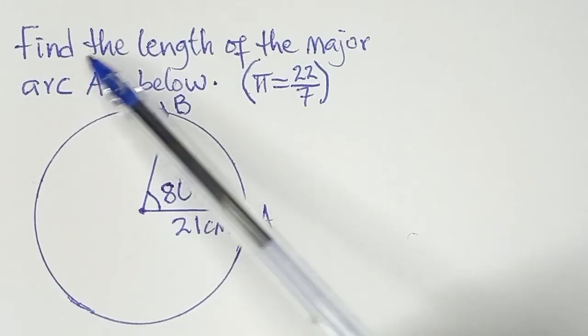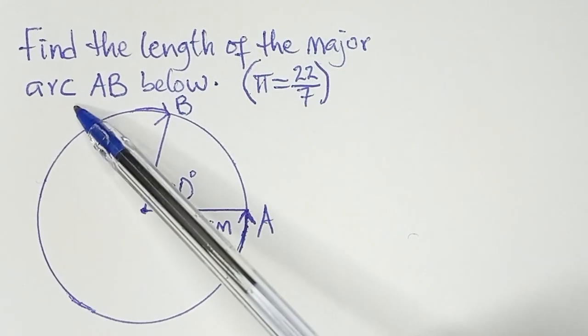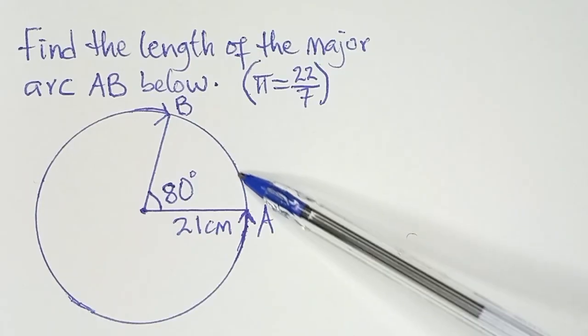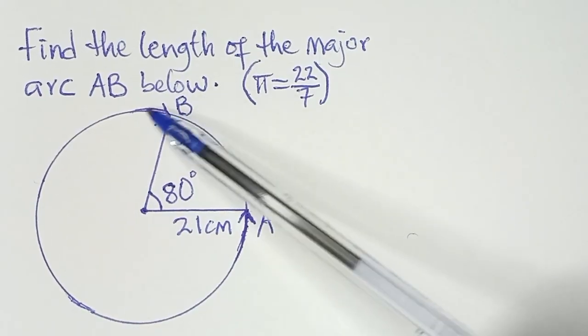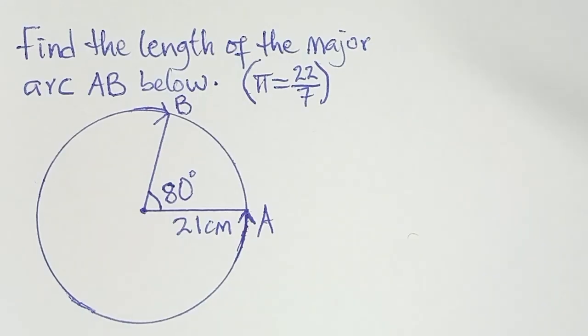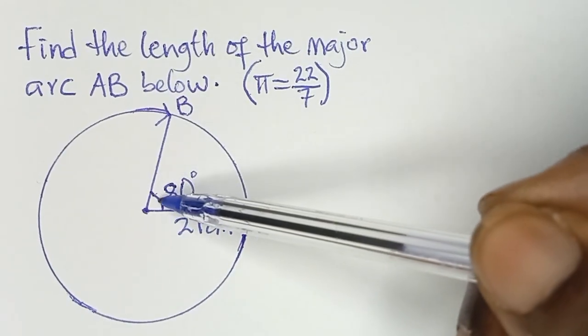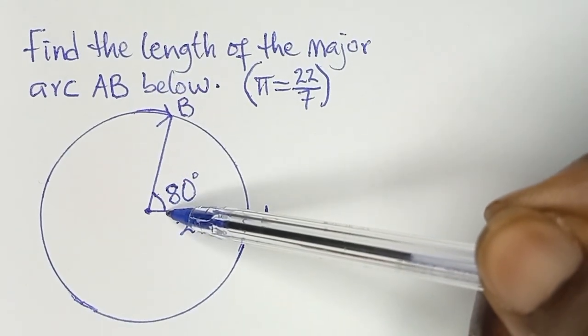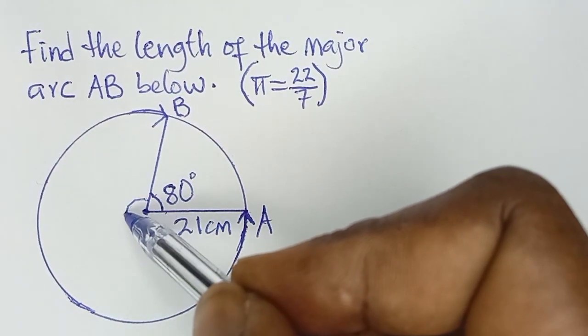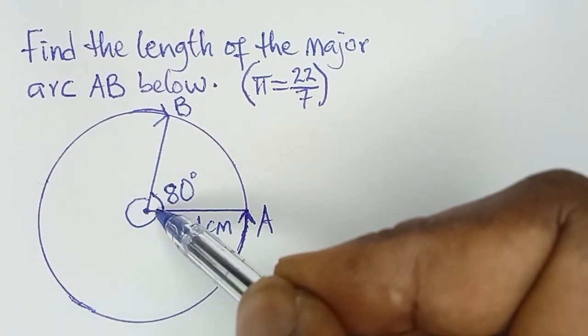The question here says find the length of the major arc AB below. So this is the minor arc and this is the major arc. Now we are given the angle for the minor arc, which is 80 degrees. So we now need to find the angle of the major arc, which is this side.